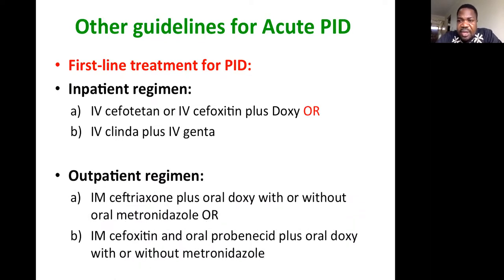But as an outpatient regimen for mild PID, you can give IM ceftriaxone plus oral doxycycline with or without oral metronidazole, or IM cefoxitin and oral probenecid plus oral doxycycline with or without metronidazole. So those are different guidelines that you can follow in managing a case of pelvic inflammatory disease, whether it's moderate or severe. All severe cases need to be admitted.